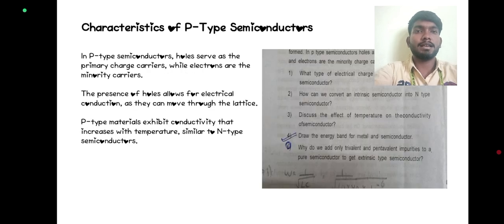Characteristics of p-type semiconductors. In p-type semiconductors, holes serve as the primary charge carriers, while electrons are the minority carriers. The presence of holes allows for electrical conduction as they can move through the lattice. P-type materials exhibit conductivity that increases with temperature, similarly to n-type semiconductors.